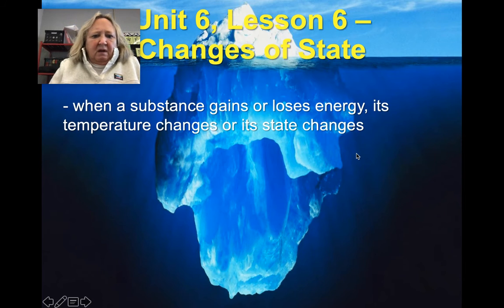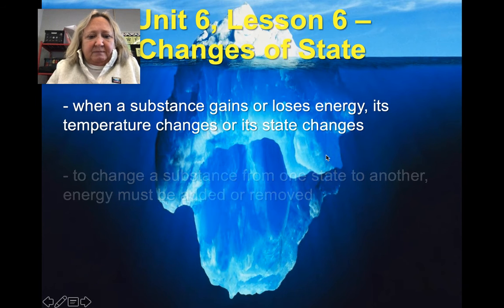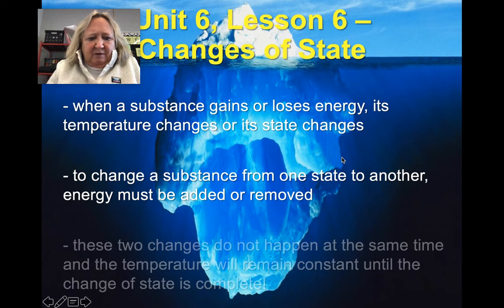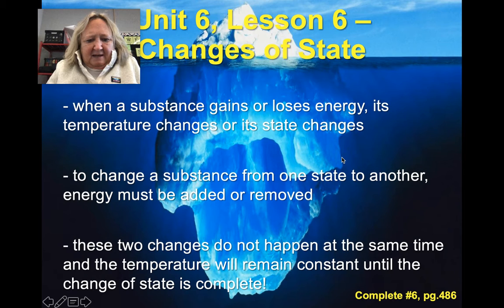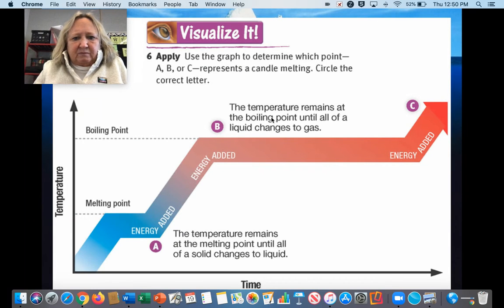All right. So when a substance gains or loses energy, the temperature changes or its state changes or both. And again, energy must be added or removed to change it from one state to another. These changes do not happen at the same time, and the temperature will remain constant until the change of state is complete. And we'll get into more examples of that in a bit.